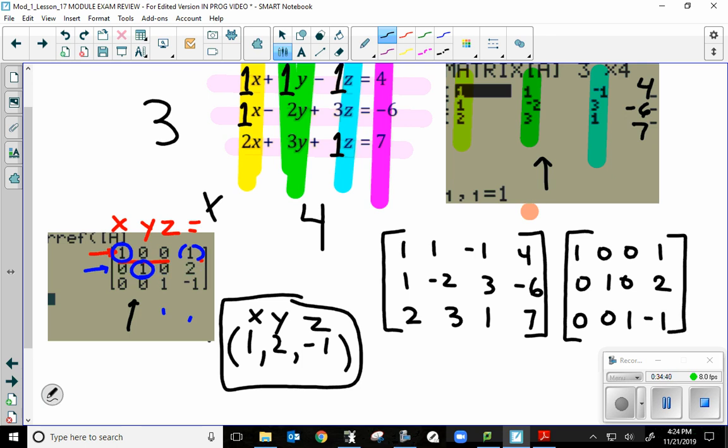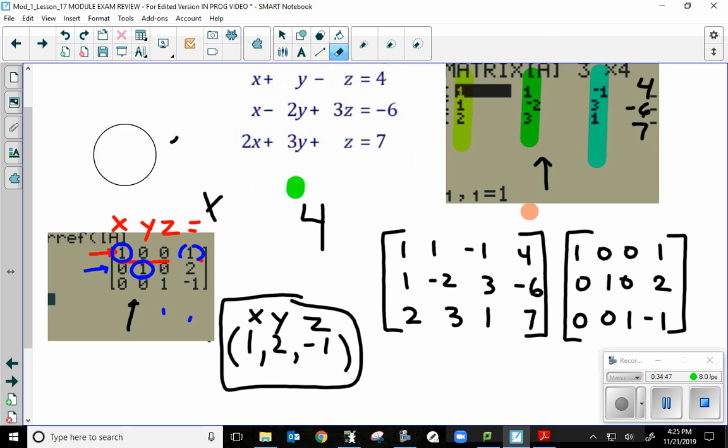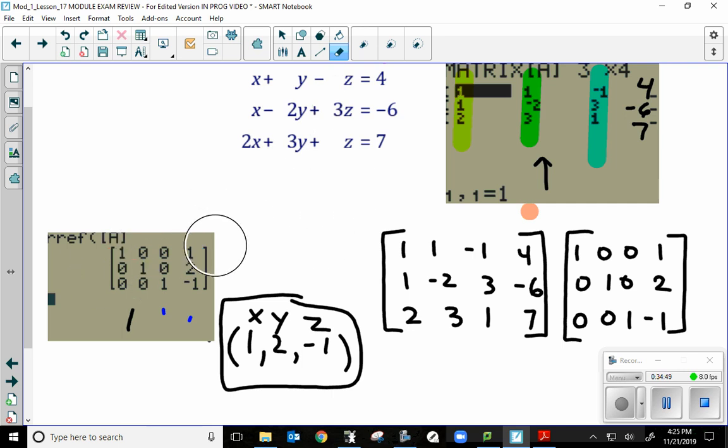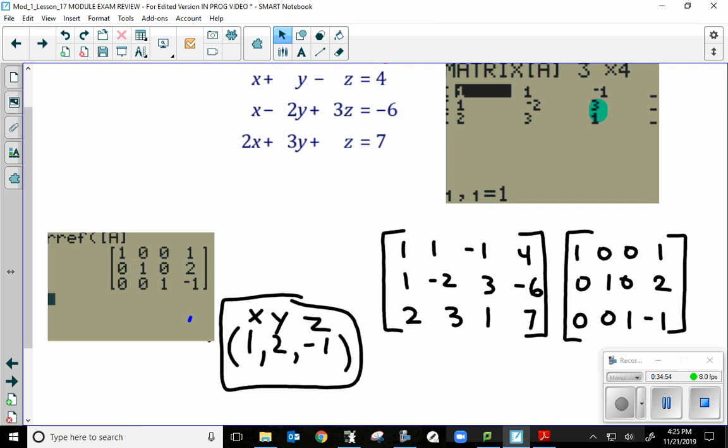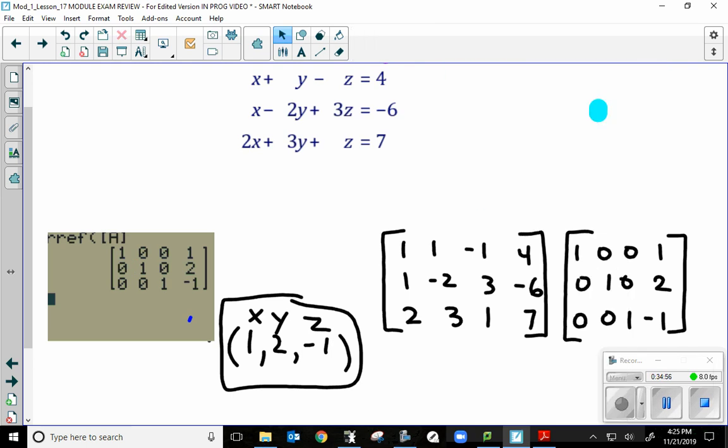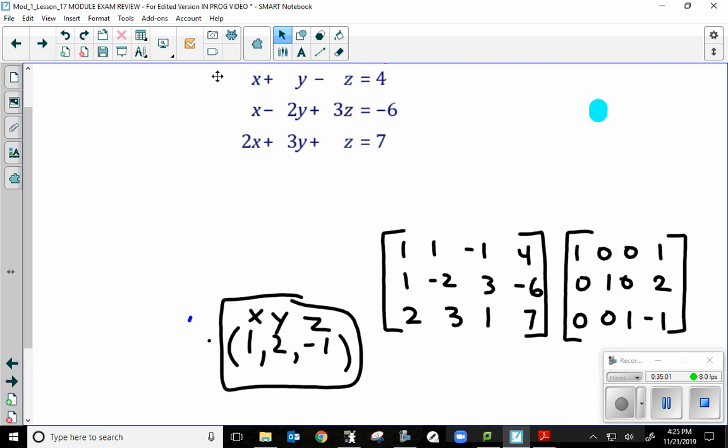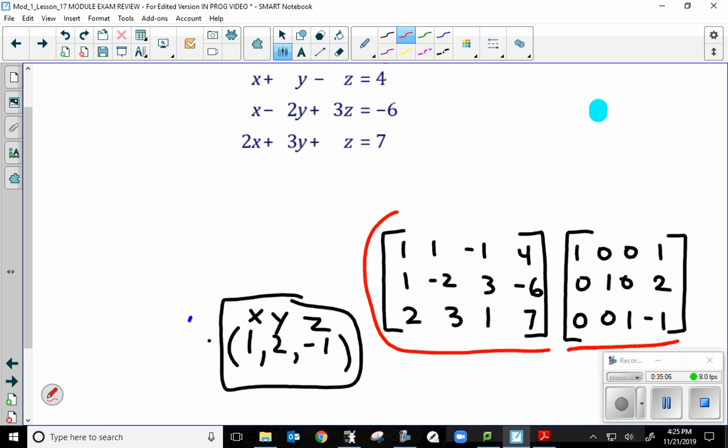Everything I did on the board was explanation. If I got rid of everything, the only thing you would need to show on this board to get full credit for showing your work is this right here. That's it. You just need to show your matrix you started with, the answer you got from your matrix when you did your calculation, and just write your answer. That is all you need to show. And it's all done in the calculator.